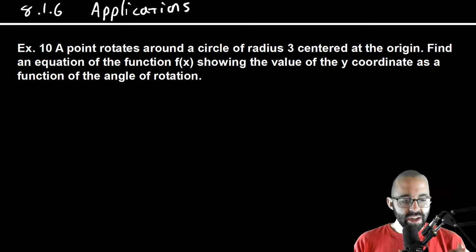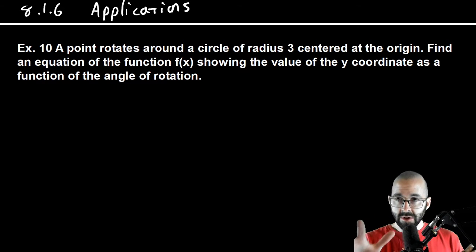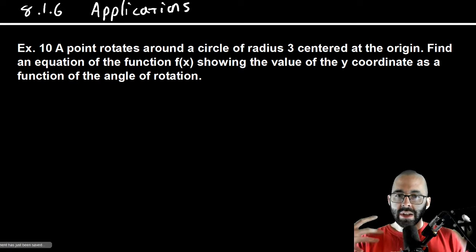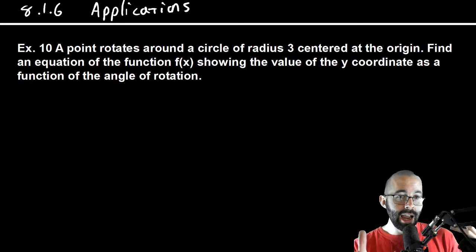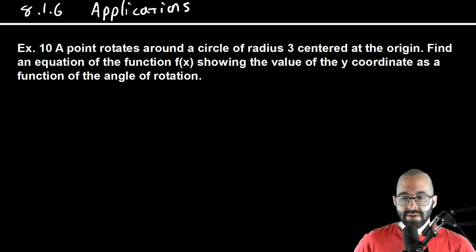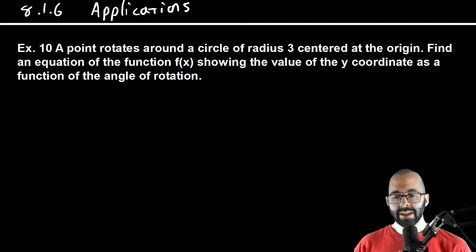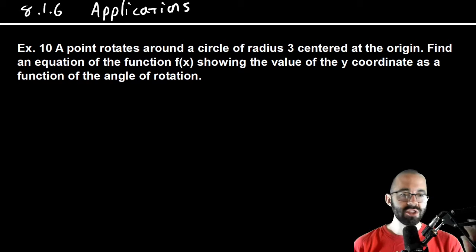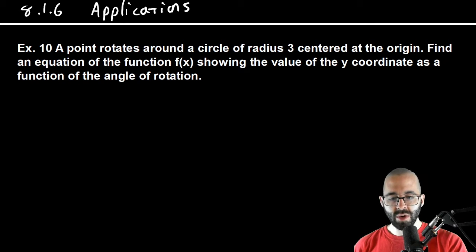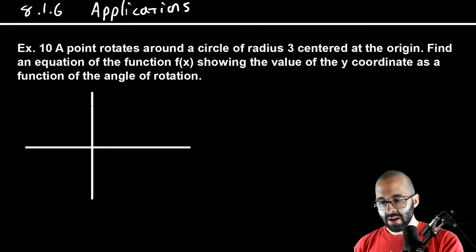All right, let's look at some ways that we can apply what we know about the relationship, like we talked about in the first video, 811, the relationship between the unit circle and these trig functions and the graphs of these trig functions. So we're going to start by talking about a point that's rotating around a circle of radius 3. Let's stop right there and draw something. Okay? We have a point that's rotating around a circle of radius 3.